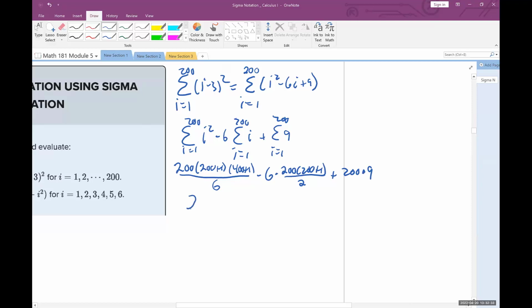I came up with 2,686,700. The next one is 200 times 200 plus 1 over 2, so that's 20,100. And then that's what, 1,800? So doing all that math, I get 2,567,900.